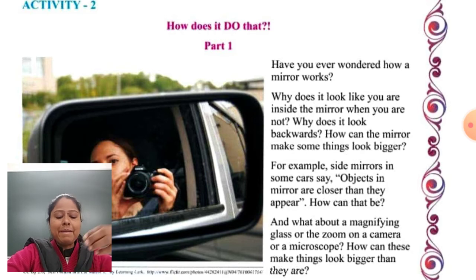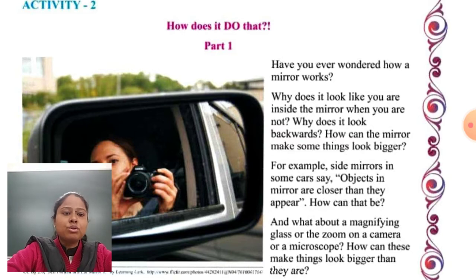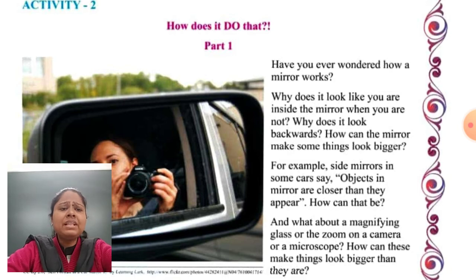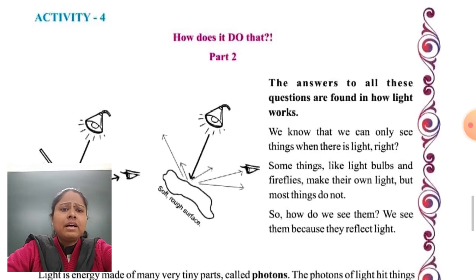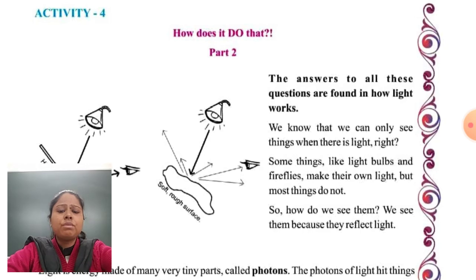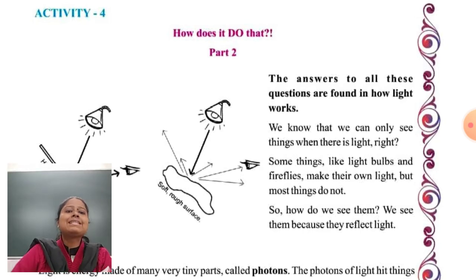Then we have seen the magnifying glass, or a zoom in the camera, or a microscope. How can these things work? They look bigger than they are. That also we have discussed: in a magnifying glass we see things bigger, and a microscope also, and the camera zoom also, makes things look bigger. Then we have seen in part 2, activity 4, how does it do that?